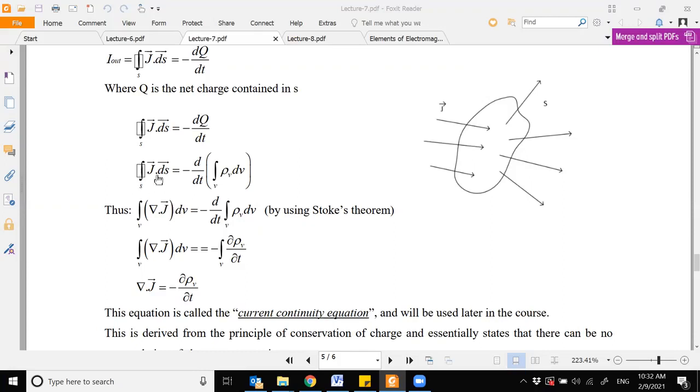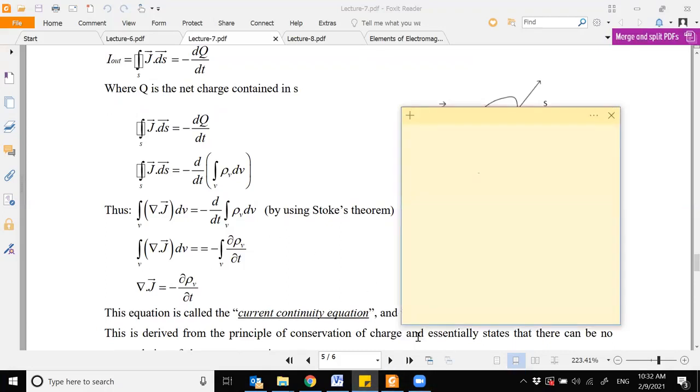The closed surface integral of J bar dot ds bar, how can I represent it? Should I represent it with which theorem? The integral over the surface, Stokes theorem? For any vector field A bar, the closed surface integral of A bar dot ds bar is equal to the integral over the volume of the divergence of A bar dv. Which theorem is this? Yes, the divergence theorem. This is the divergence theorem.